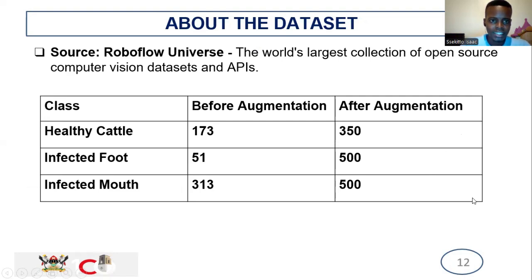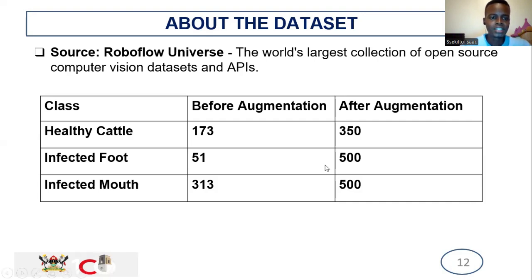The dataset that we acquired comes from Roboflow Universe. This is the world's largest collection of open source computer vision datasets and APIs. It contains almost all images or datasets that you may want to acquire. So we acquired these datasets and we performed augmentation on them.